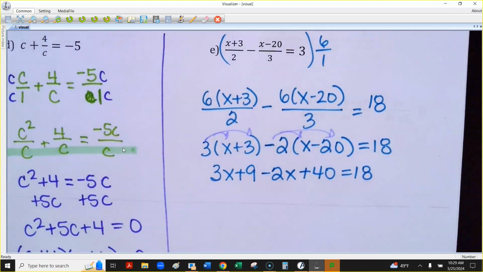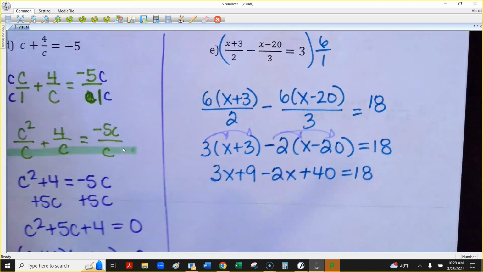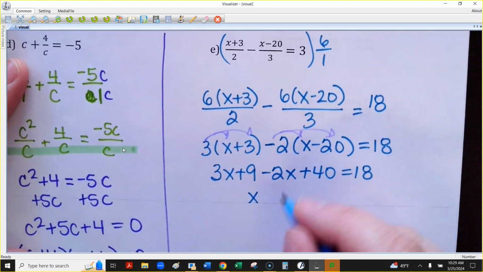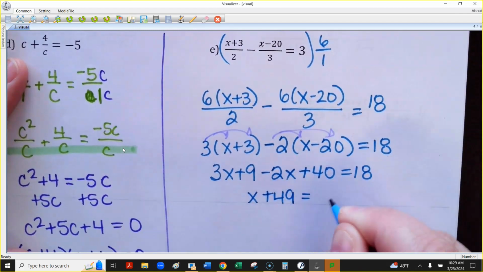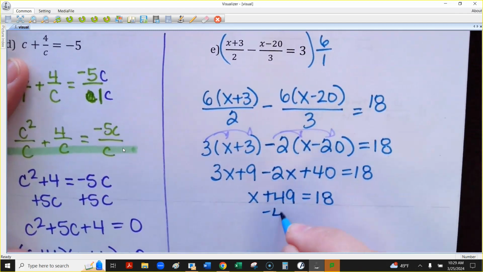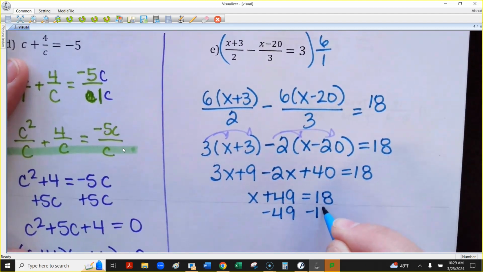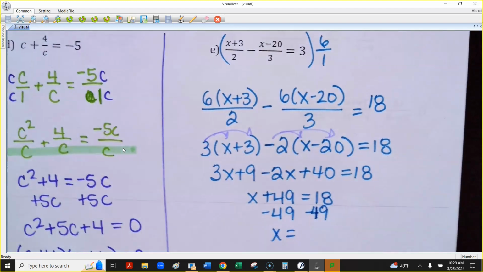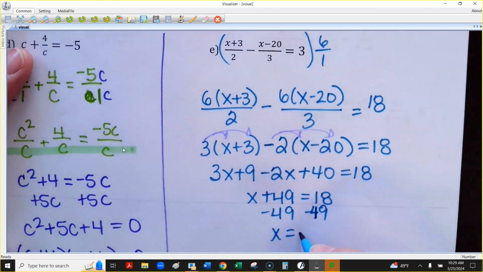So then you just combine like terms. We got 3x - 2x, so that's just 1x. 9 and 40 would be 49. And all I got to do is actually just one step. I got to get x alone. So I'm going to subtract 49 from both sides. So I have 18 - 49, which is -31.